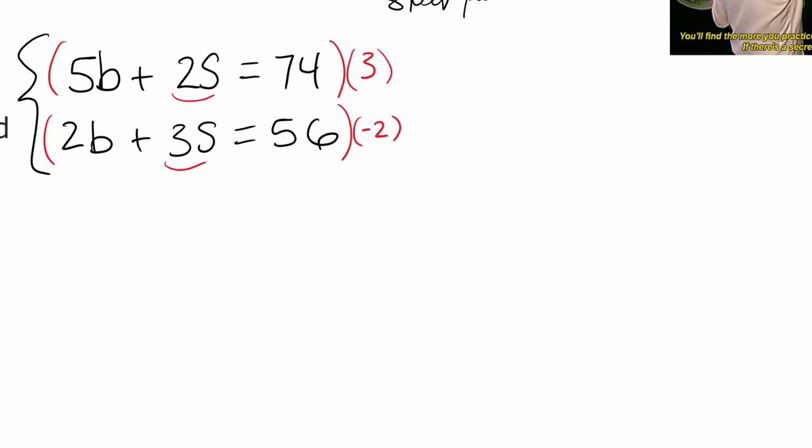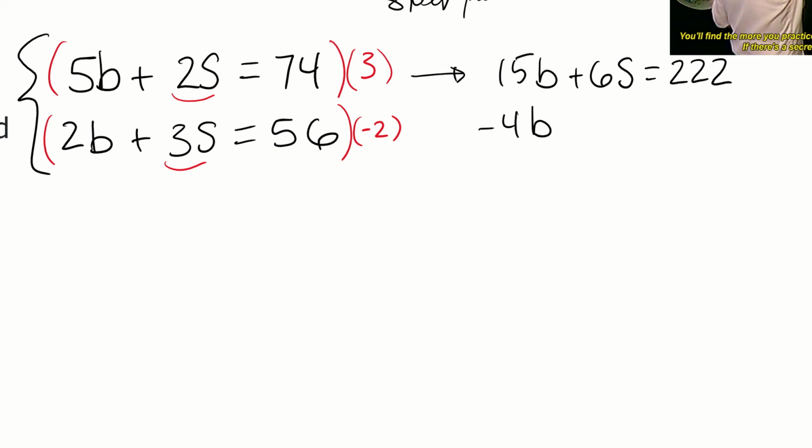So let's go ahead and write both of those. This top equation is going to become, let's see, 15b plus 6 times s, and that's going to equal 74 times 3, which is 222. And for the second equation, we're going to have -4b minus 6s, and that's going to equal 56 times 2, which is -112.